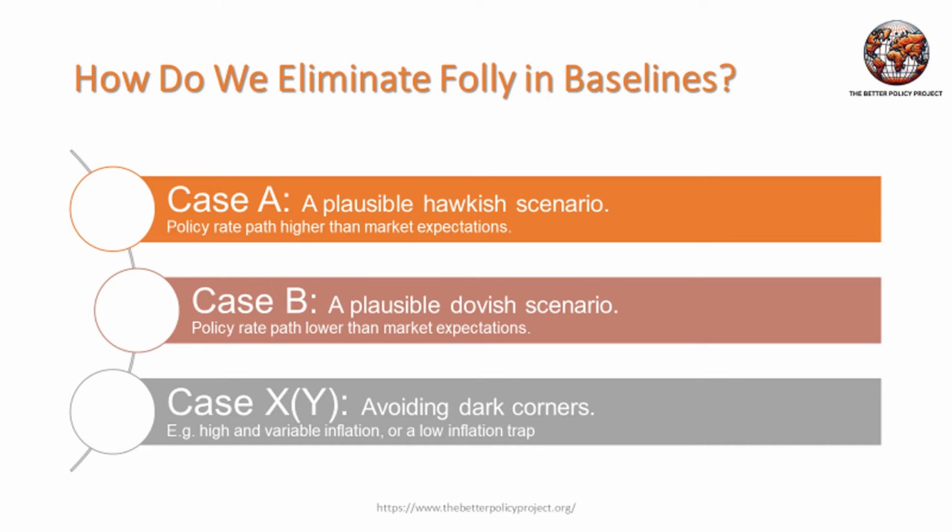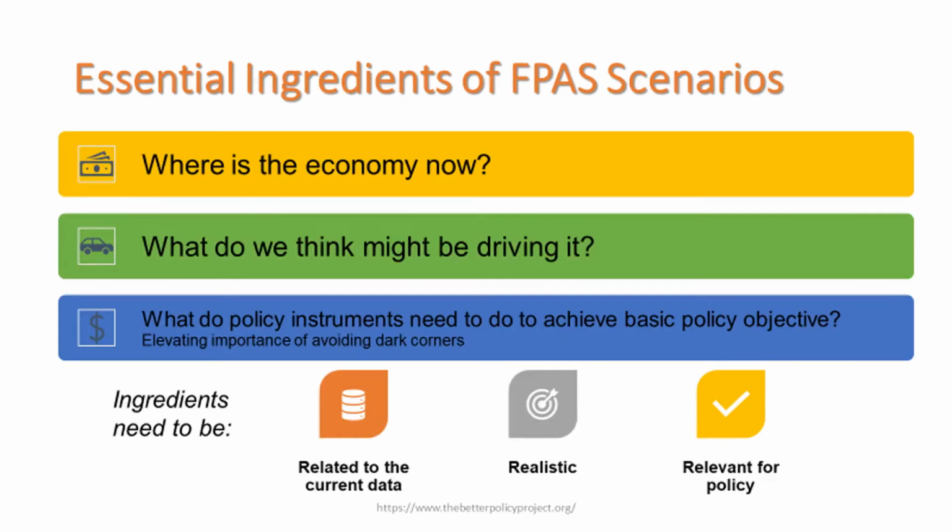In the FPAS Mark II framework, there will not be just one baseline scenario. Instead, we will develop multiple scenarios. Together, we will create two scenarios today, a hawkish scenario and a dovish scenario. These scenarios aim to answer three essential questions: where the economy is now, what is driving the economy, and how policy instruments should be adjusted to achieve objectives. These scenarios will help policymakers decide how to adjust policy tools and understand the implications of insufficient adjustments. Finally, Dynare Julia can be used to address all these questions effectively.